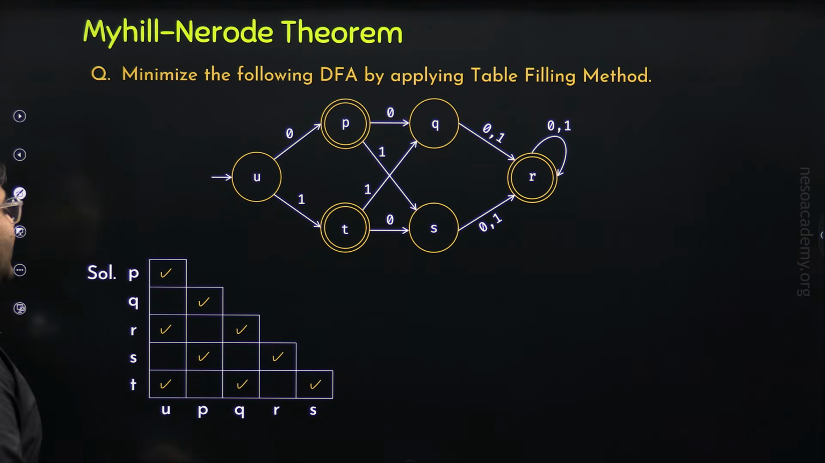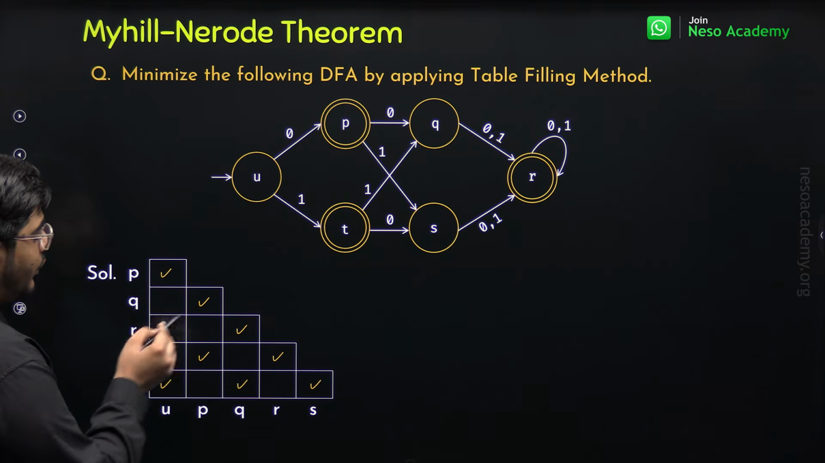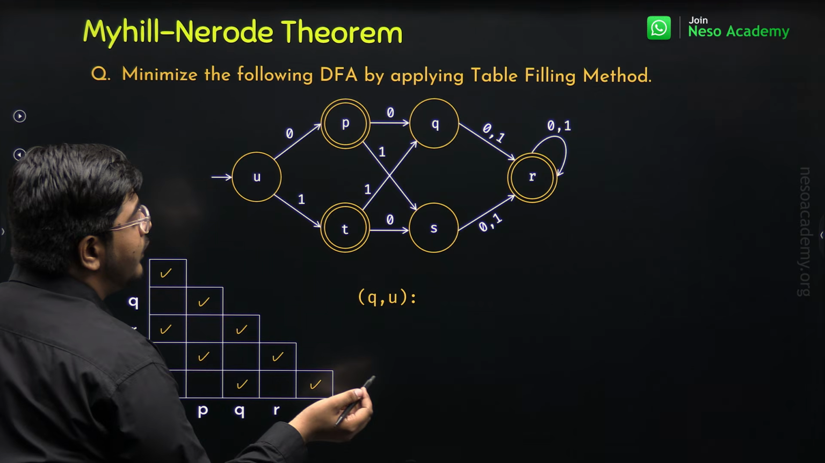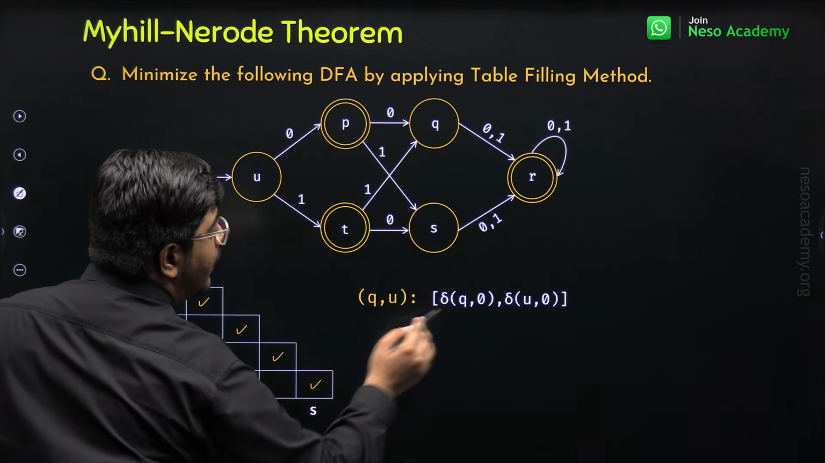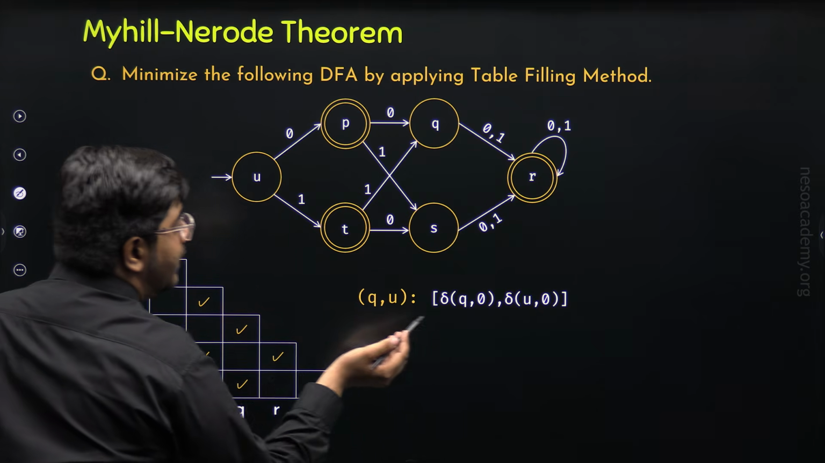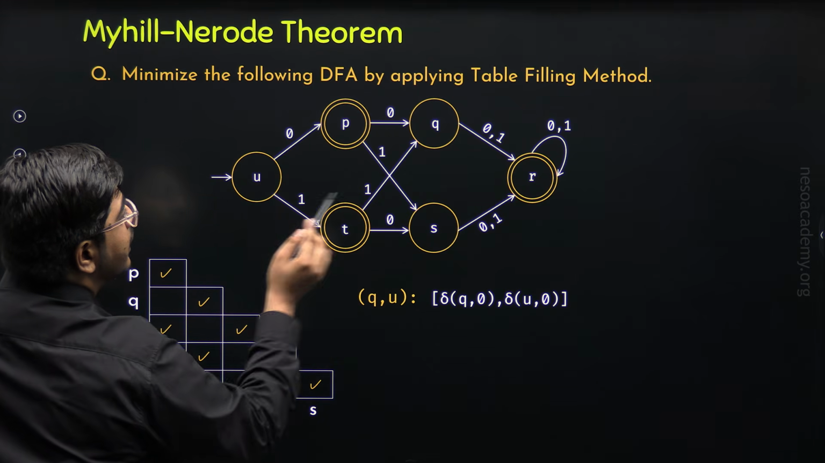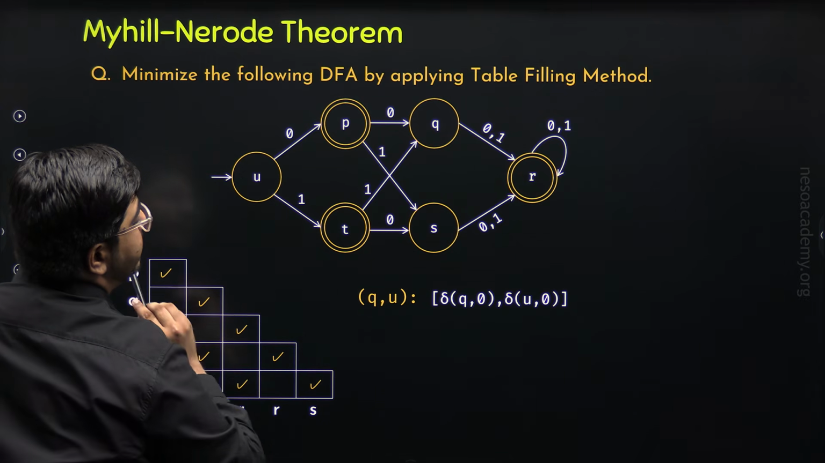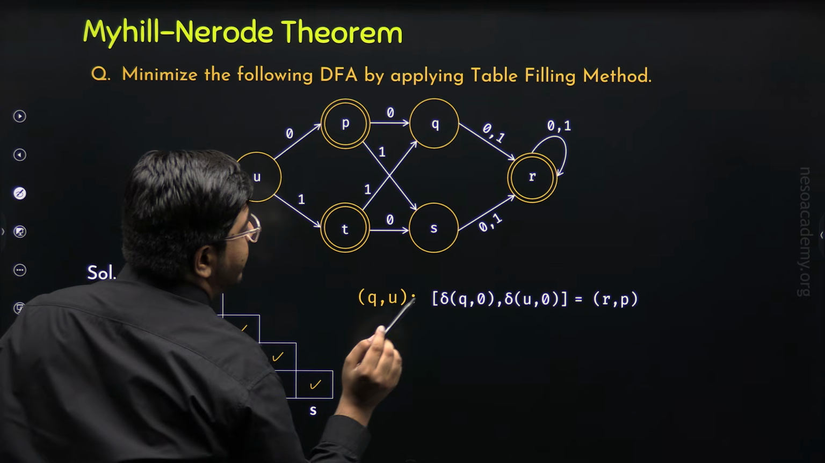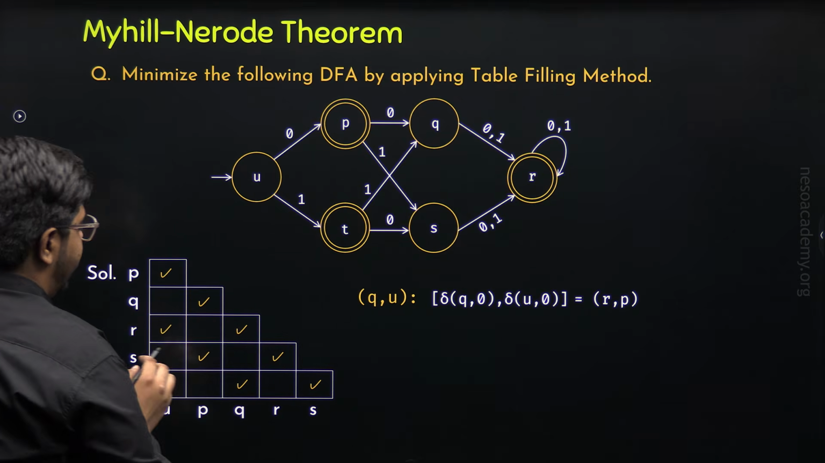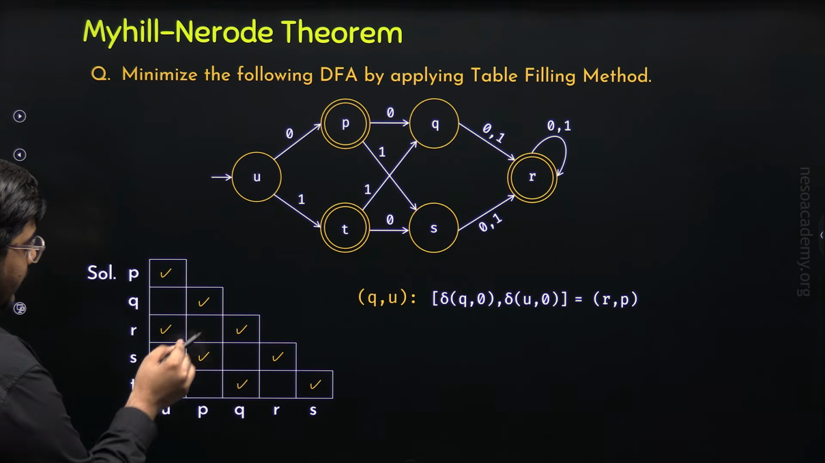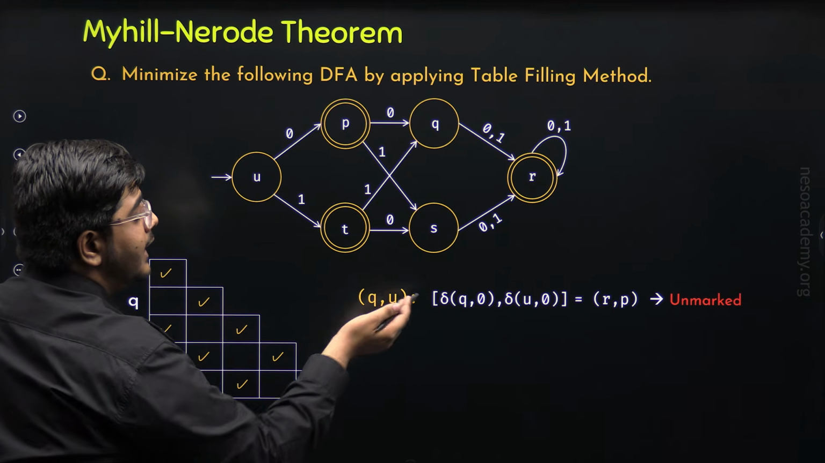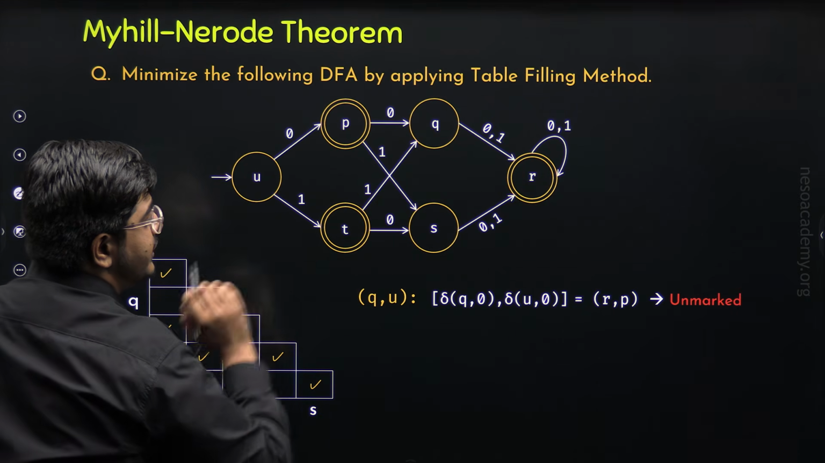So let's check the first unmarked cell, which is QU. Here we will write QU, and for this we need to calculate delta Q, 0 and delta U, 0. Q, 0 is R and U, 0 is P. So we can write R, P. Now let's check R, P in this table. RP, this one. This is also unmarked. No issues. Let's check the next input symbol, which is 1.